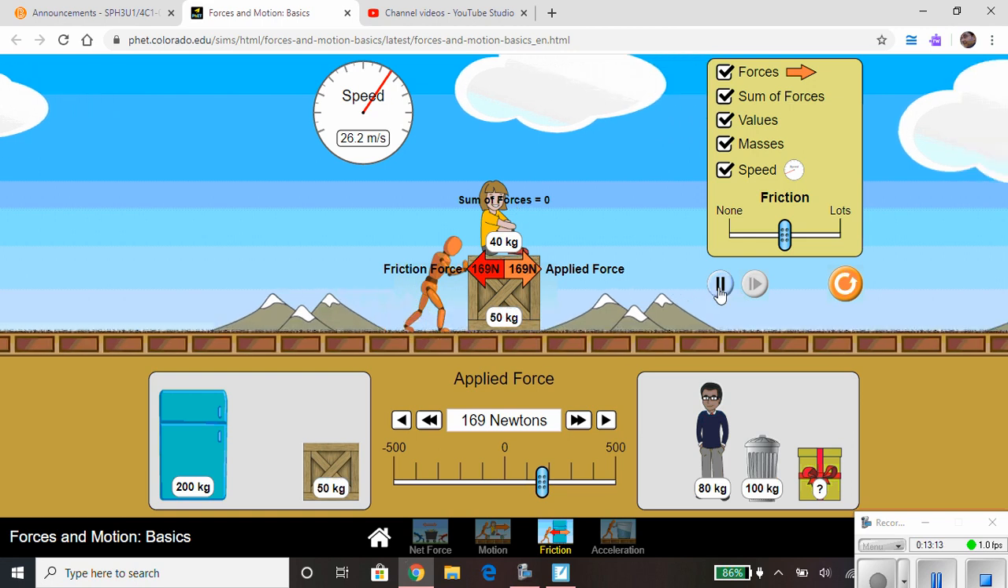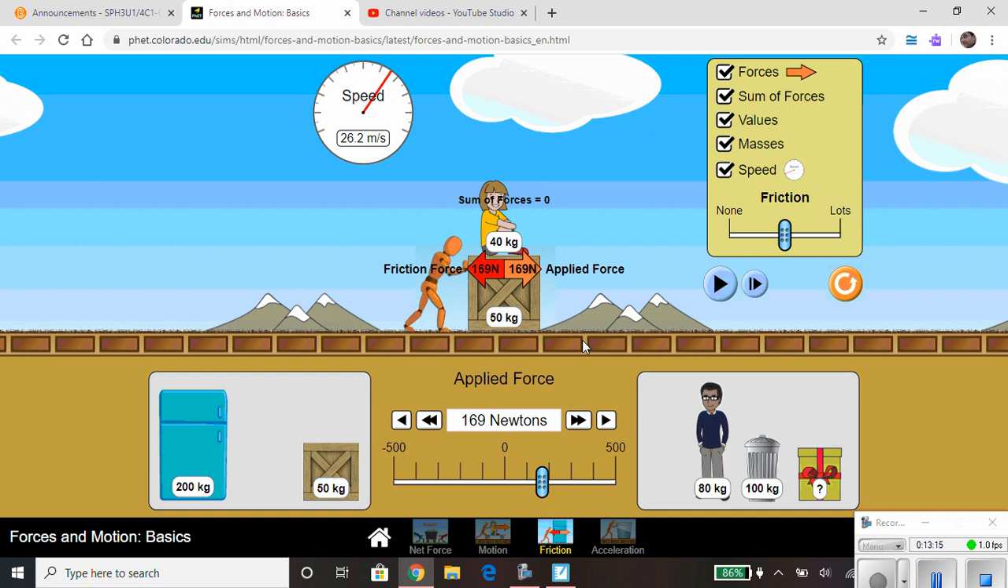So what have we learned from this? We've learned that it's harder to start something moving than keep it moving. The force of static friction is usually larger than the force of kinetic friction because the coefficient is larger. We've also learned that the amount of contact between the surface and the object depends on the mass. The heavier it is, the more it pushes into the surface, the more the surface pushes back with the normal force, and there's more contact and there's more friction.